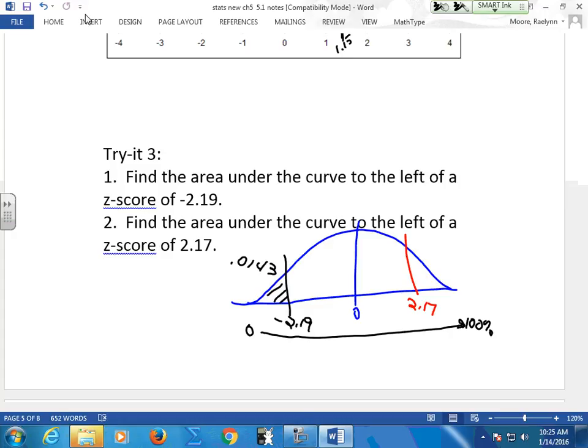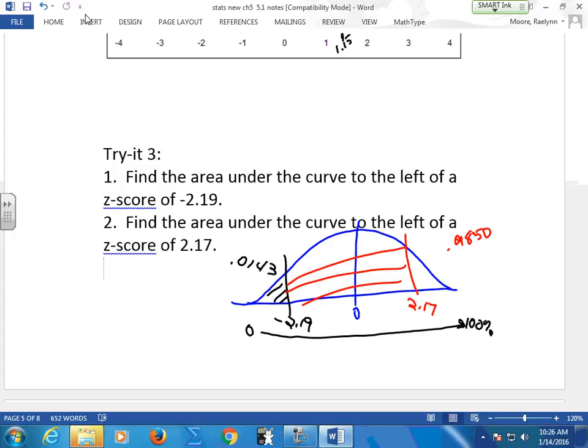Okay, everybody good with that? Way less than 50%, right? I expected it to be that. To the left of 2.17, wait, say that again. 0.9850. And we expected that to be quite a big chunk, right? Quite a big chunk.